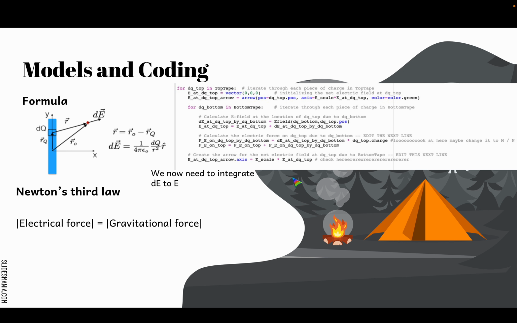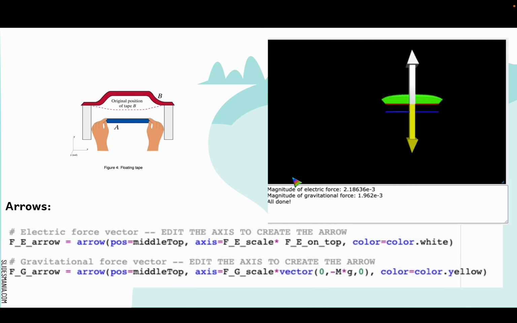And at the end, we will integrate the dE to E using two for loops. So basically here we're iterating through all the charges along the line, along the top tape, and then summing up dE times dQ to get our summed up total electric force on top tape, and we set it equal to the gravitational force on top tape, and then we will get the estimated total charge on each tape.